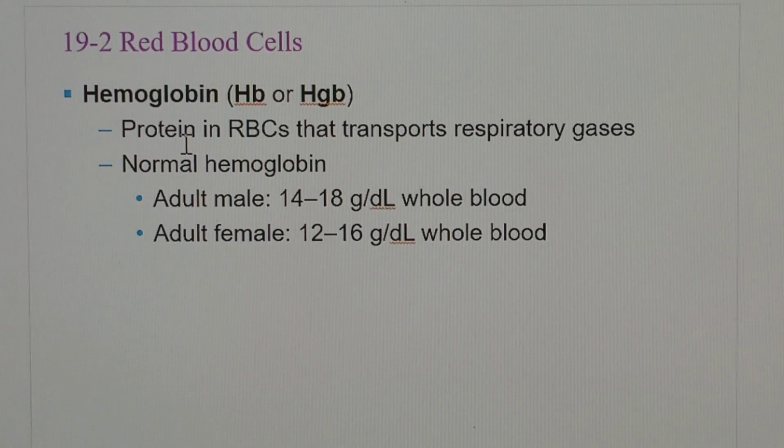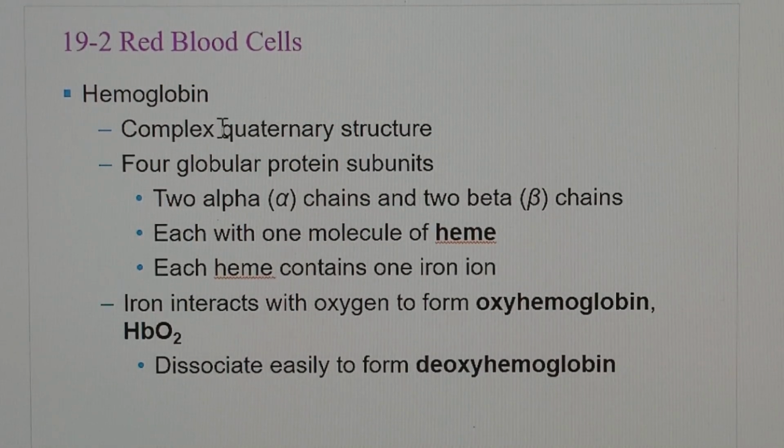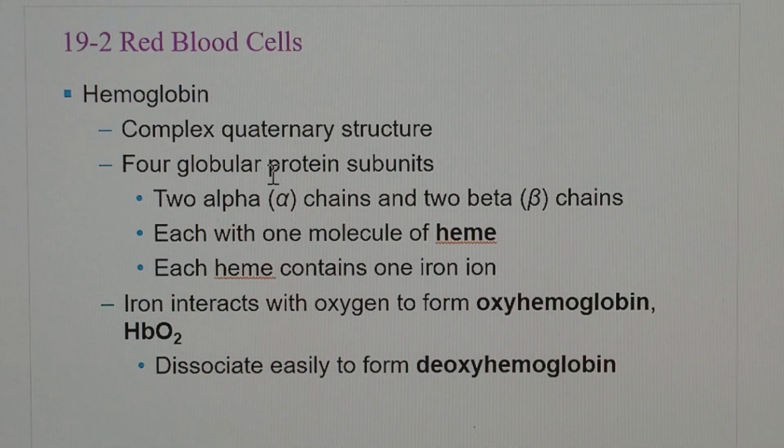Hemoglobin is a protein in the red blood cell that transports respiratory gases. The hemoglobin consists of 4 globular protein subunits, 2 alpha chains and 2 beta chains, each with 1 molecule of heme. Each heme contains 1 iron ion. The iron interacts with the oxygen to form oxyhemoglobin, which can dissociate easily to form deoxyhemoglobin.